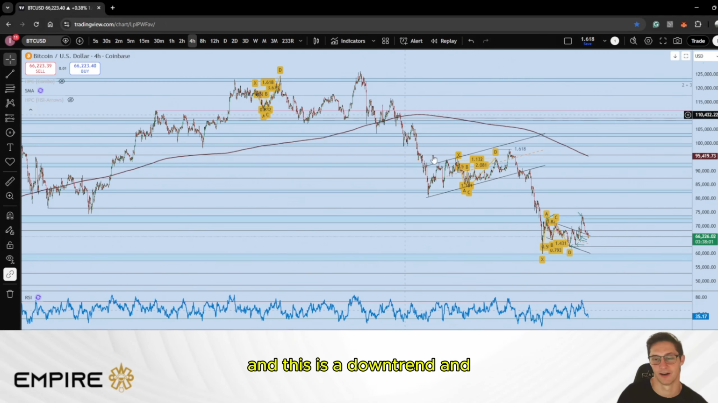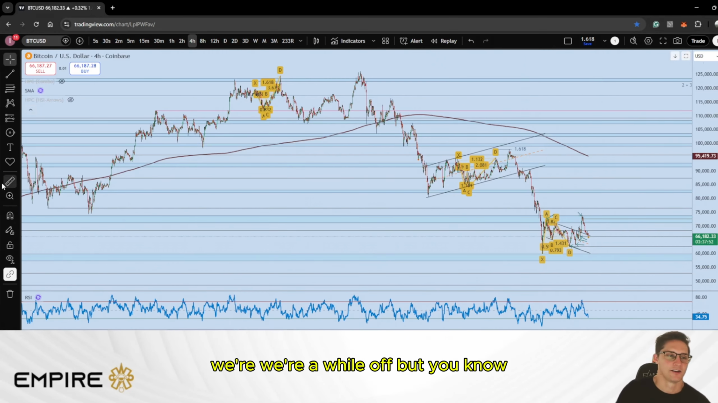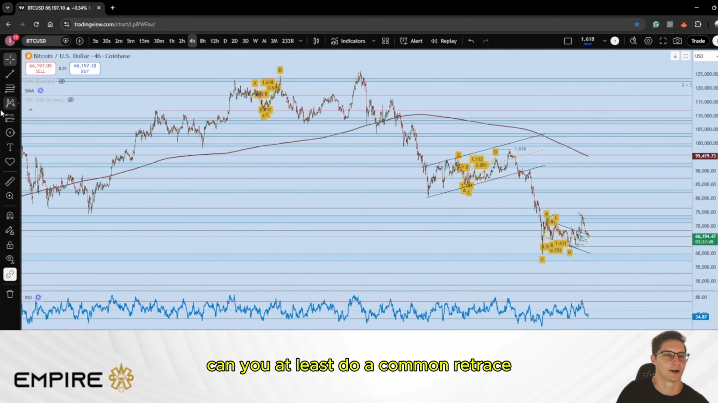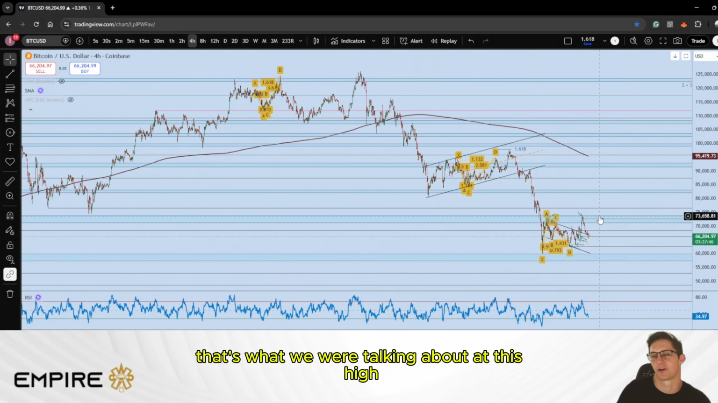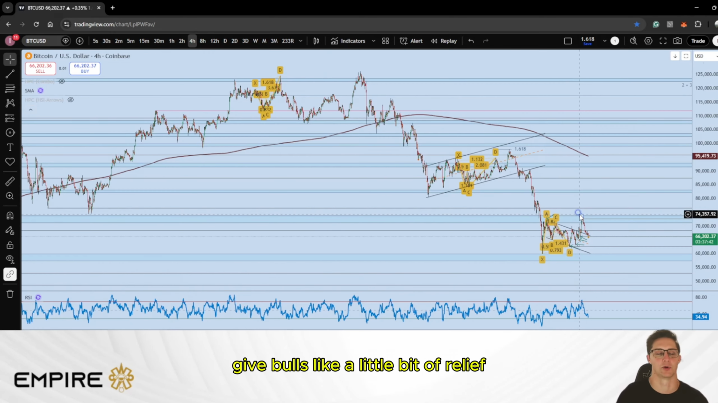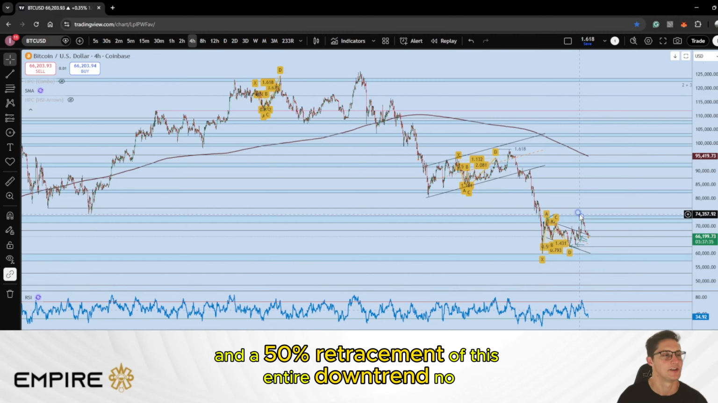And this is a downtrend, and I'm not looking for this to really hit the major cycle low anytime soon. We're a while off. But can we at least get a counter trend rally? Can you at least do a common retrace? That's what we were talking about at this high at 73.8. Maybe you can just give bulls a little bit of relief, some reflexive type rally, do a 38.2% retracement and a 50% retracement of this entire downtrend.